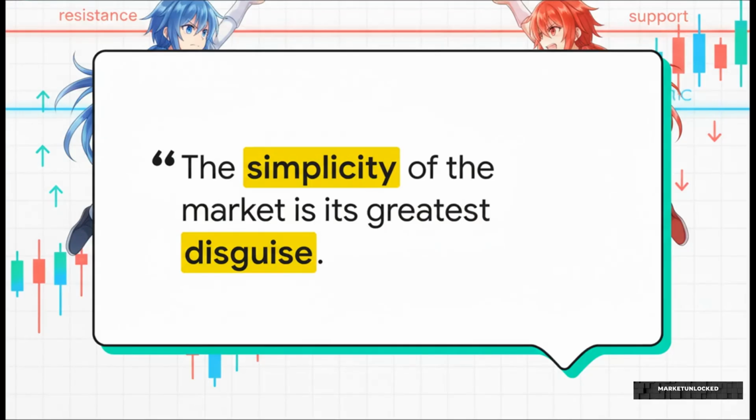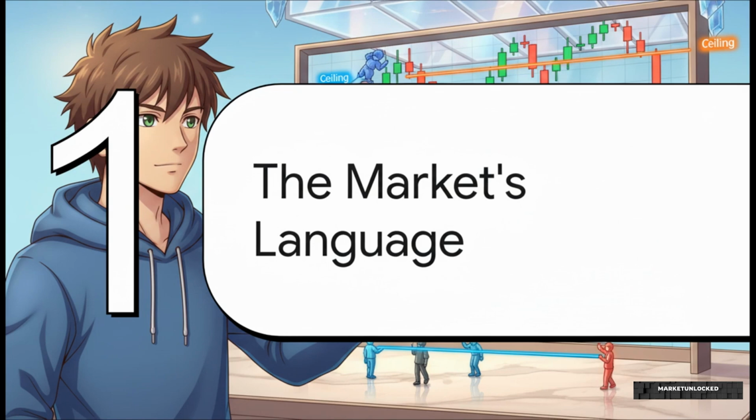And that really brings us to the core idea here. There's this great quote that says, "The market's simplicity is its greatest disguise." And it's so true. Underneath all that seeming complexity, there are these surprisingly simple principles at work. You just have to learn how to see them. So, let's get started by learning that hidden language. We're going to break down the basic vocabulary, the ABCs, that will help you read the story that every chart is trying to tell you.